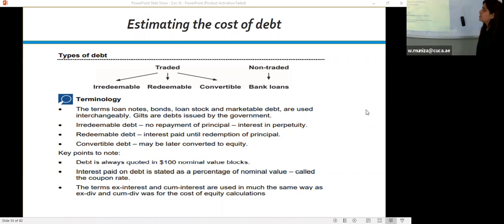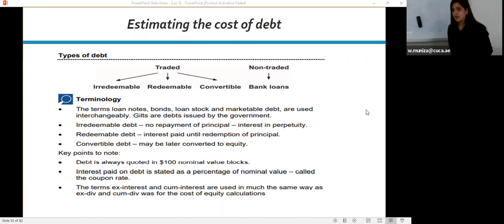Gilts are debts issued by government. Students, zero rate bonds or the gilts are known as government securities. They are also known as risk-free securities. Irredeemable debt: no payment of principal, interest is in perpetuity. Redeemable debt: interest paid until redemption of principal. Convertible debt may be later converted to equity.